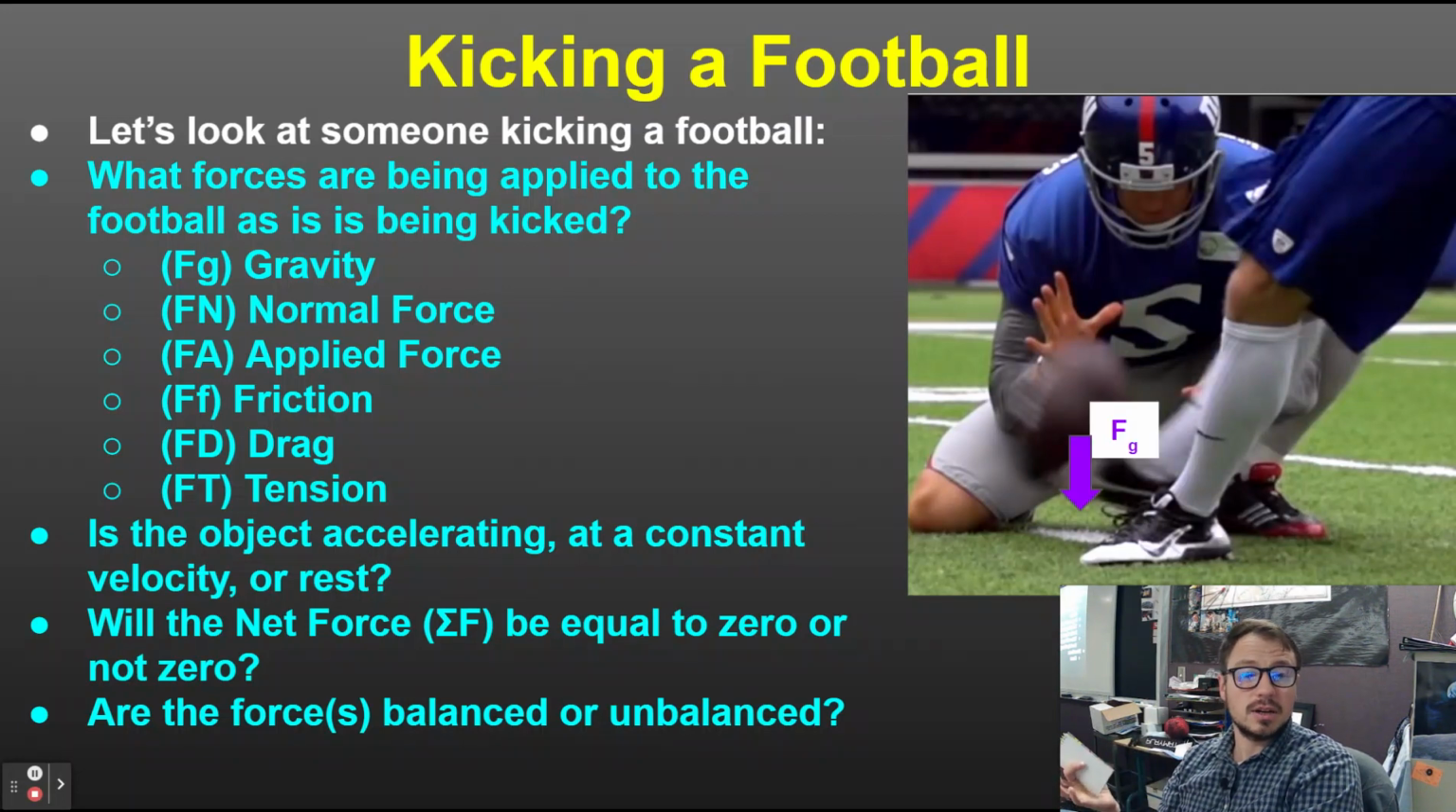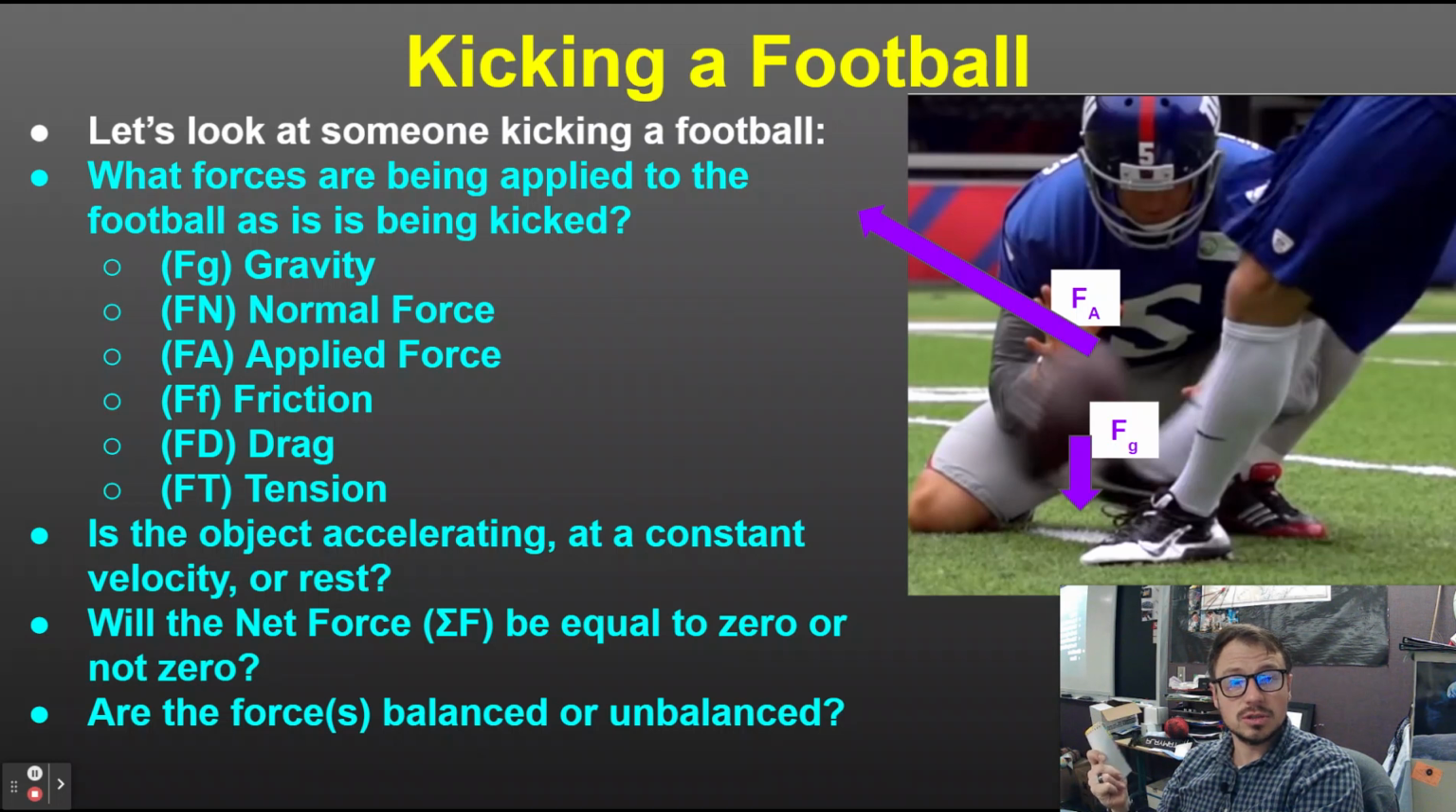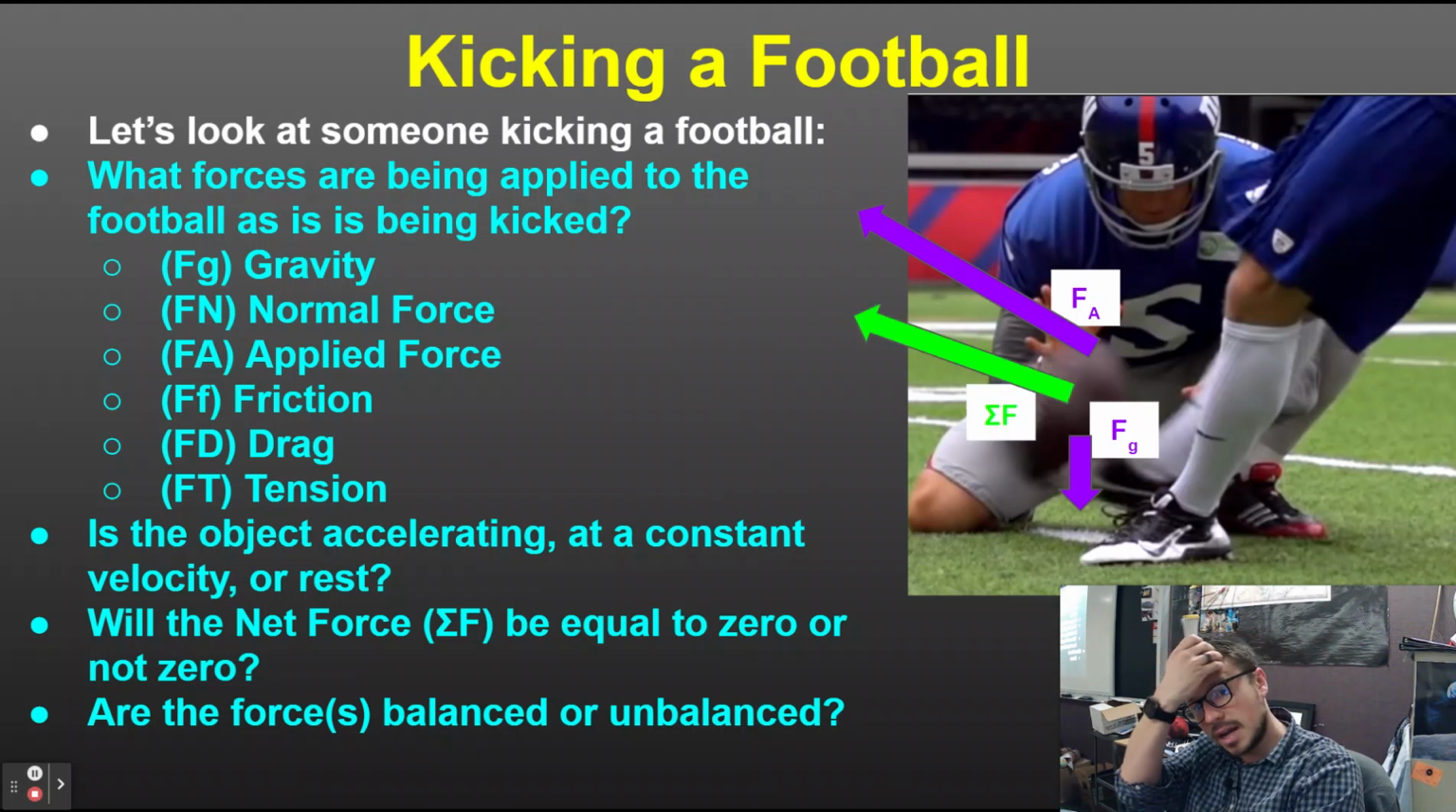So I'm still on planet Earth. Gravity is still pulling down, but now I'm going to have an applied force. That's what the kicker is doing, applying a very large force. I don't have a normal force because it's not on the ground. It's not being supported. And this is going to be my net force. It will be accelerating in that direction. And yes, you can make an argument for maybe drag. There might be some air resistance as it's moving. I didn't put it there.